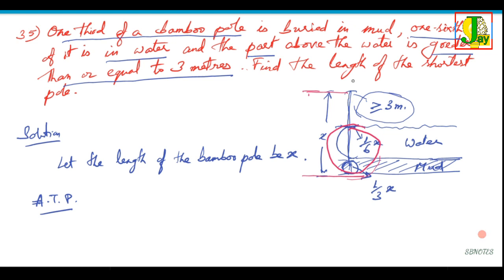So I can write it. The total length is x minus, what we subtract is the part under the water, that's 1/6 of x plus 1/3 of x. If we subtract this length from the total length, we get what is there in the upper part, and that is greater than or equal to 3 meters. I hope you understood this part.